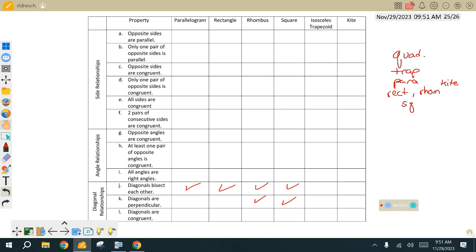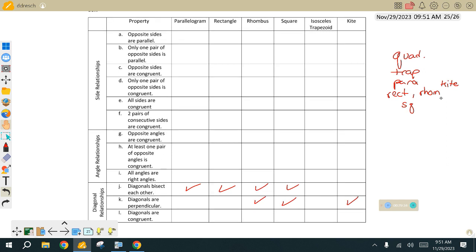And did an isosceles trapezoid do that? No. Did a kite do that? Yeah, a kite did do that. A kite did do that. And that's the reason why a kite is usually kind of hiding off to the side here, closest to a rhombus, is because it does have that relation with the perpendicular diagonals. Okay? Diagonals are congruent.